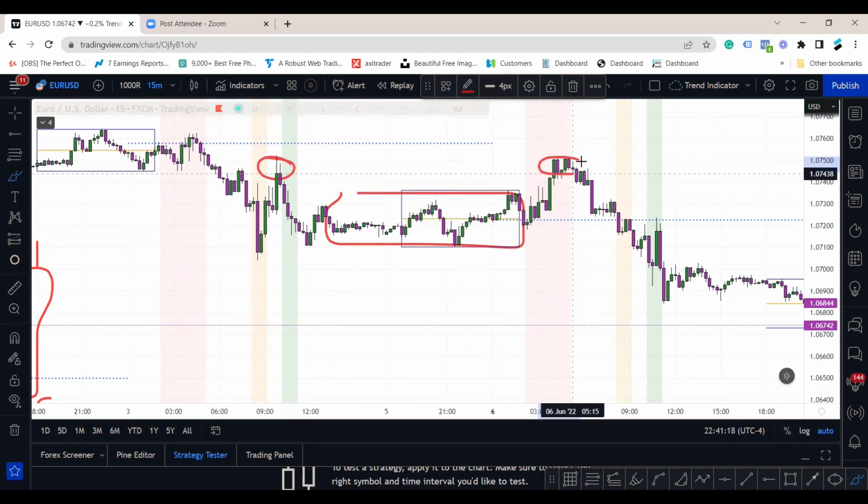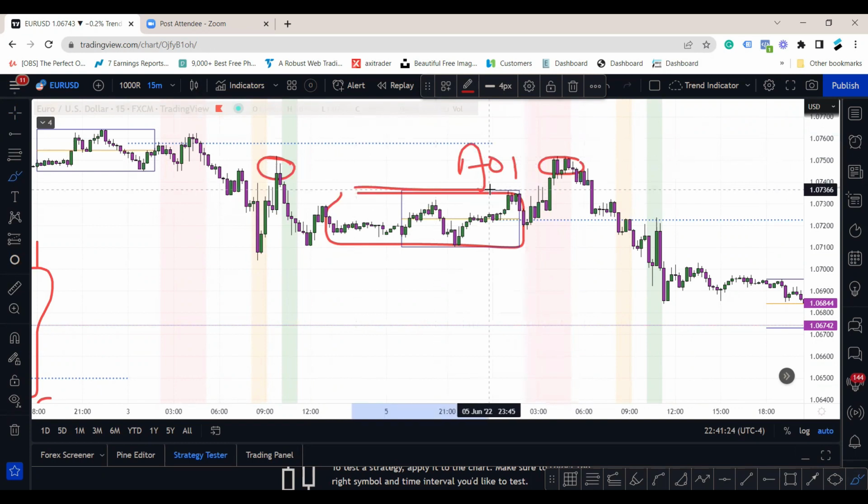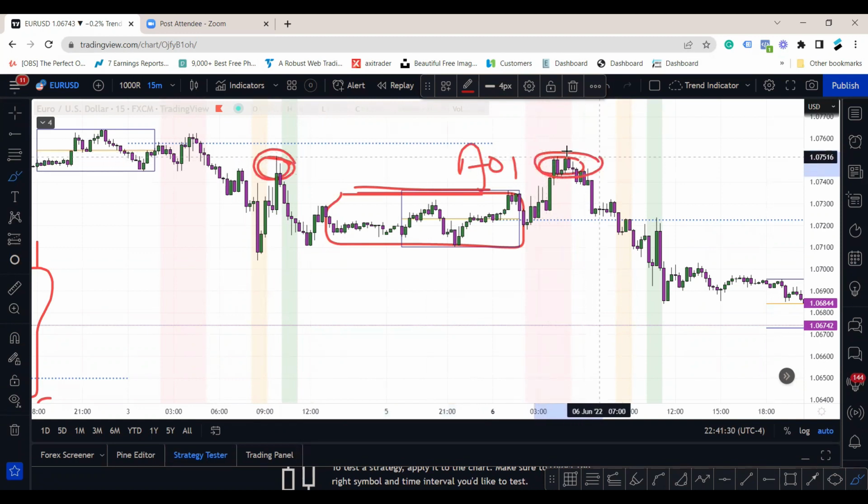This is exactly where my AOI was. I was looking at this as my AOI. The price went up. It took out the Asian high, the liquidity, going into this trap order. And this area here is where I'm going to look for a sell.